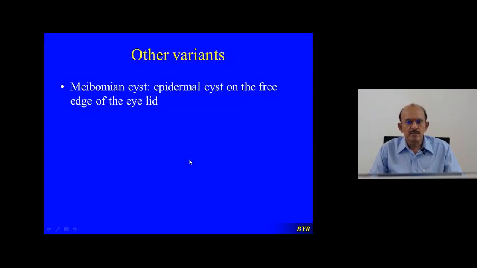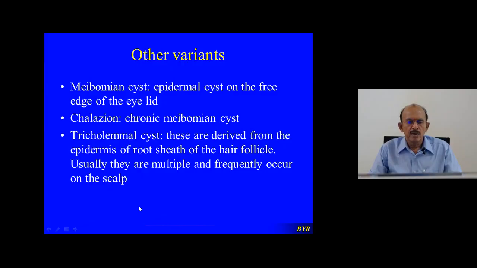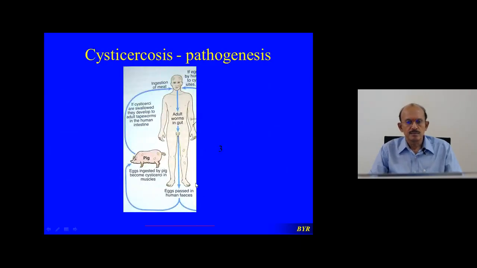Other variants: meibomian cyst. It is an epidermal cyst on the free edge of the eyelid. Chalazion. It is a chronic meibomian cyst. Tricholemmal cyst. These are derived from the epidermis of the root sheath of the hair follicle. Usually they are multiple and frequently occur on the scalp. That is about sebaceous cyst.